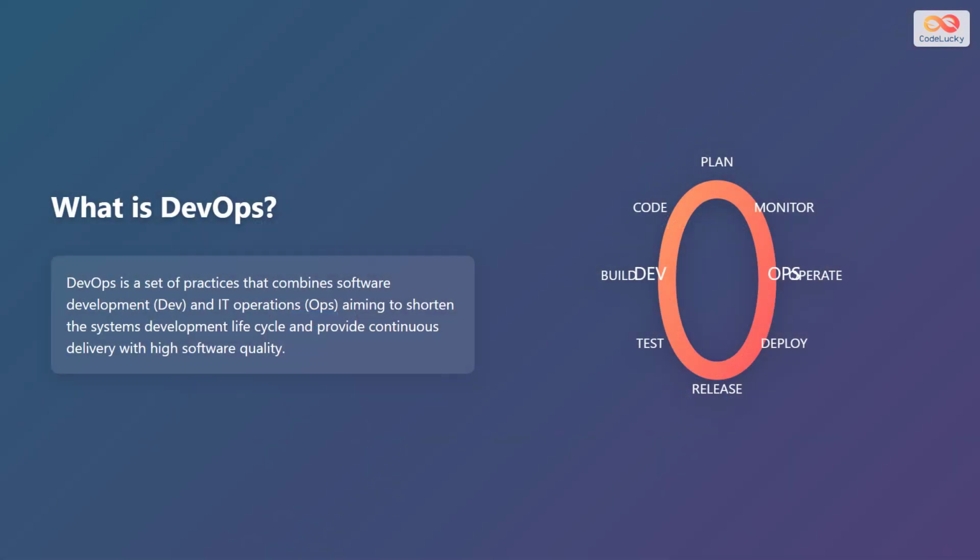DevOps is a set of practices that combine software development, abbreviated as Dev, and information technology operations, abbreviated as Ops. It aims to shorten the system's development lifecycle and provide continuous delivery with high software quality. The diagram illustrates the continuous loop of DevOps with plan, code, build, test, release, deploy, operate, and monitor phases seamlessly flowing into each other. This iterative process ensures that development and operations work hand in hand for faster and more reliable software delivery.